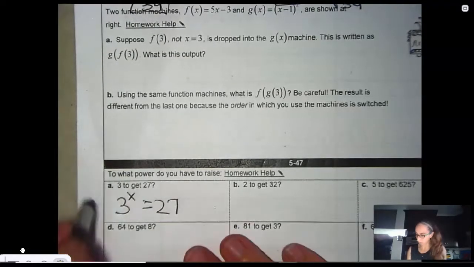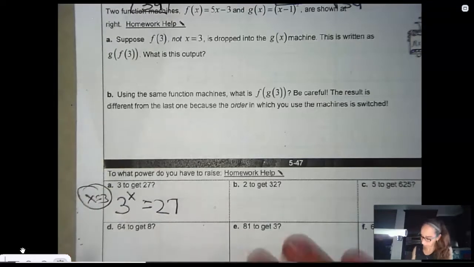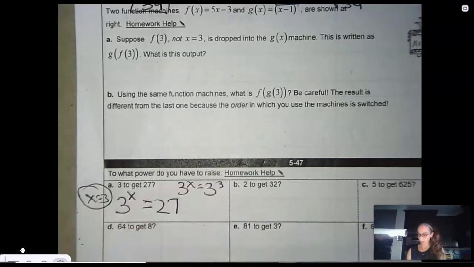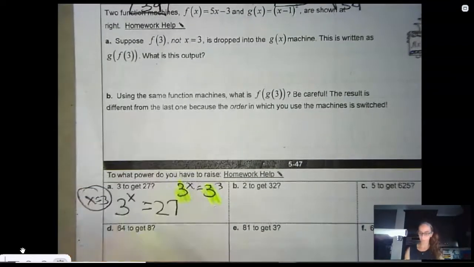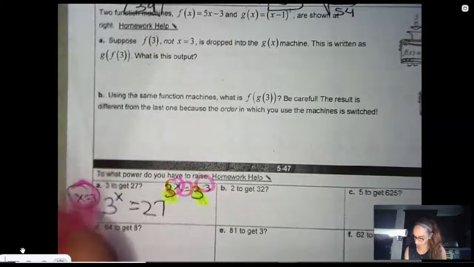And some of you go, oh, I know, it's 3. You're right. How would I show that algebraically? 3 to the x equals 3 cubed. Now that my bases are the same, x equals 3.